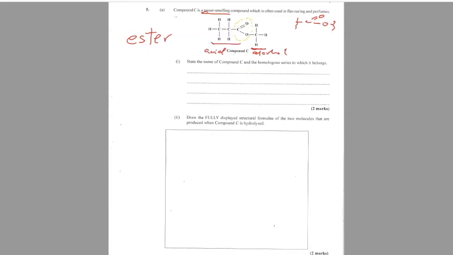Now, when we're naming the ester, we name the alcohol part first. So even though the alcohol part is at the end, we name the alcohol part first, and we name the acid part last. So let's check out what we have here.